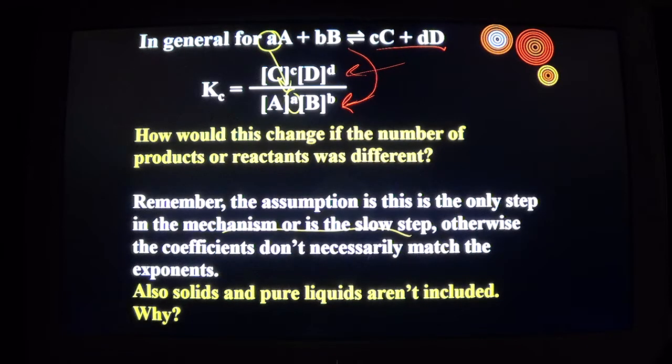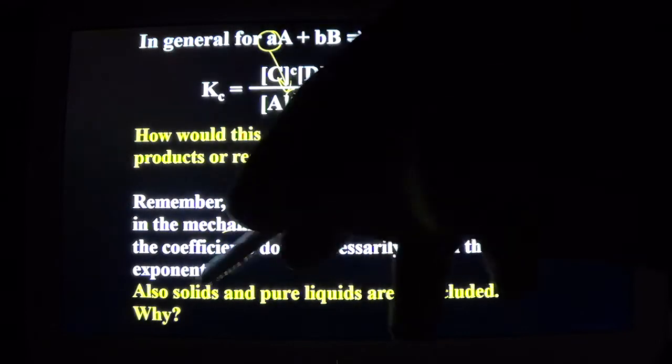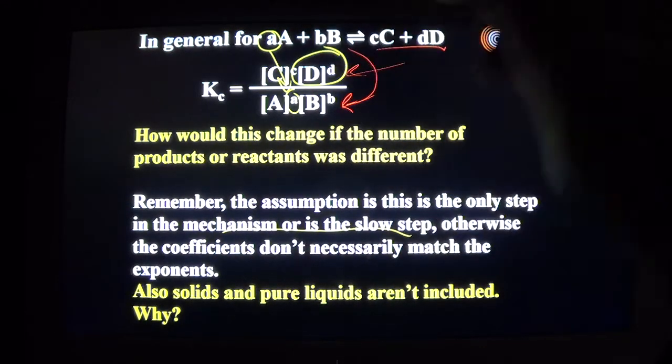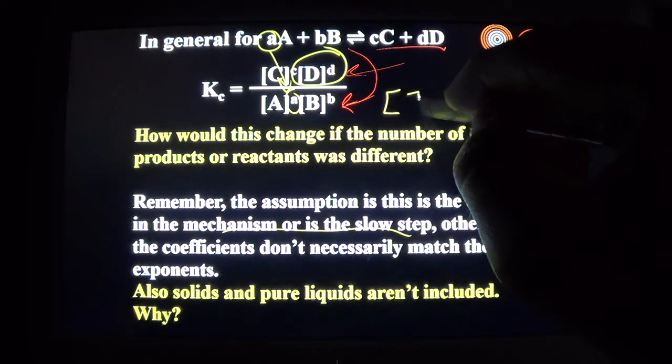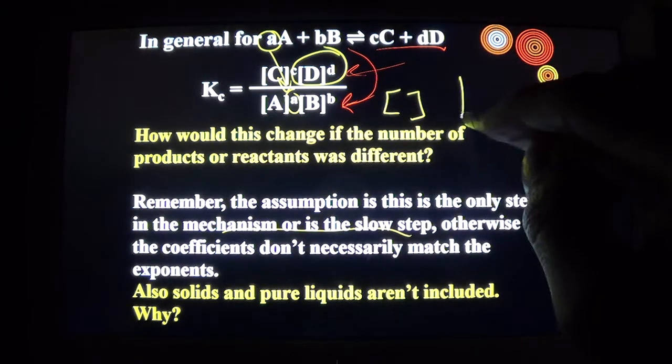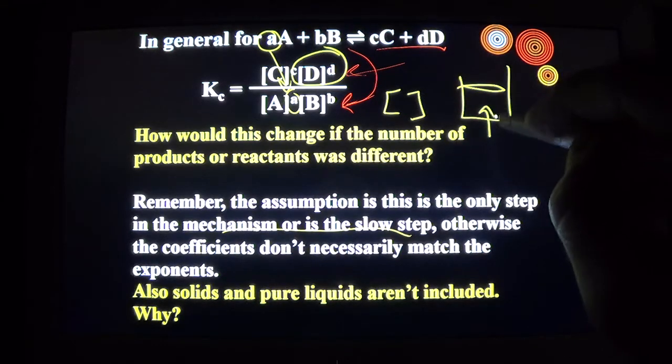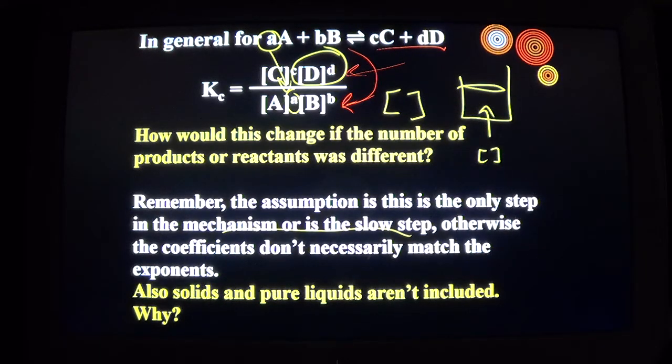Now let's discuss why. Why would we not include pure solids or pure liquids? Well, square brackets mean concentration of. So say I have a beaker and I fill it with water. What is the concentration of that water?